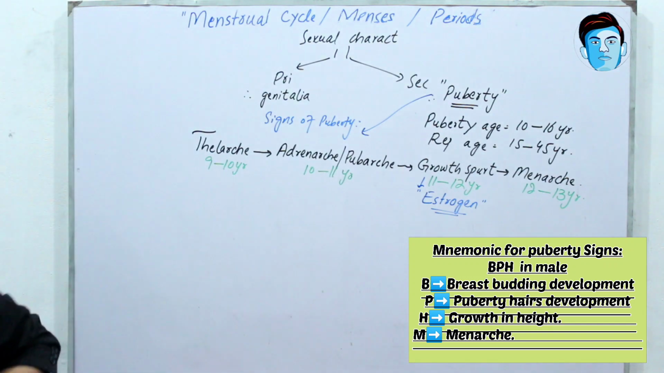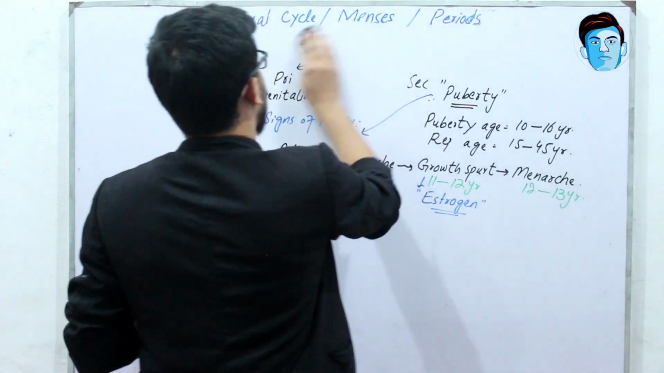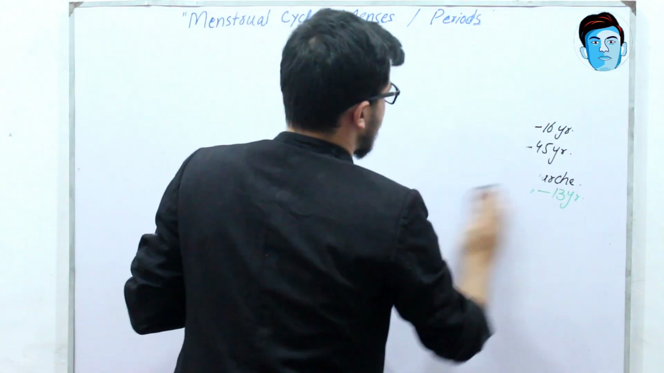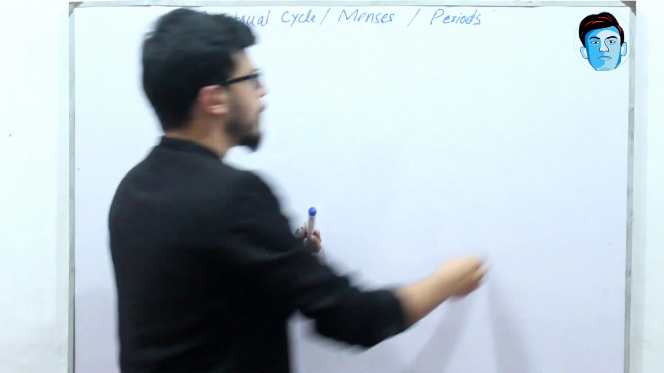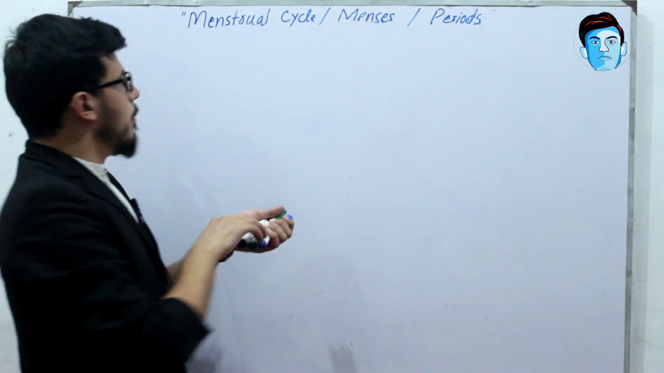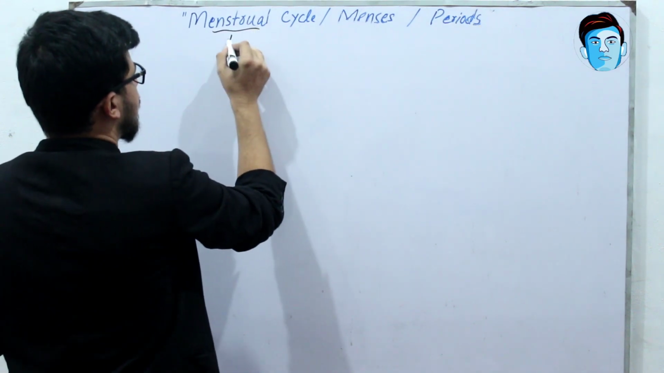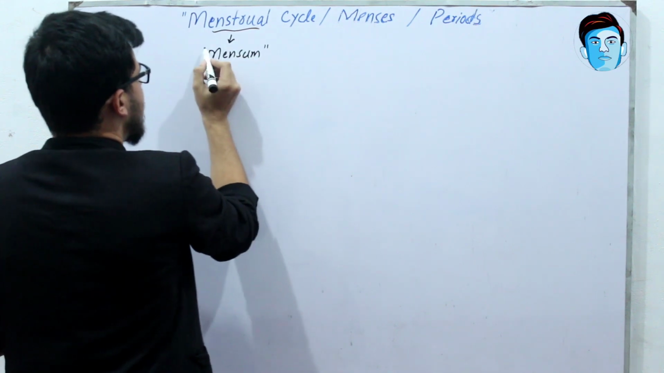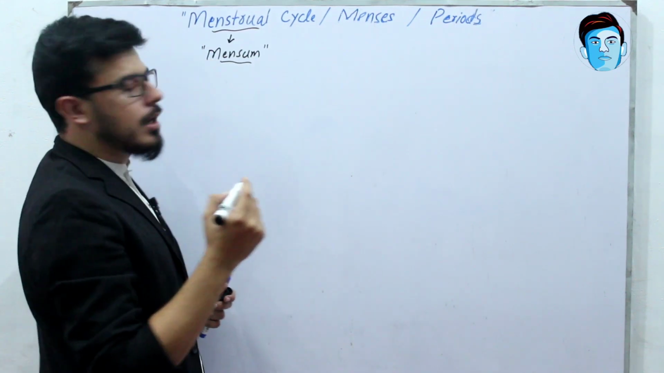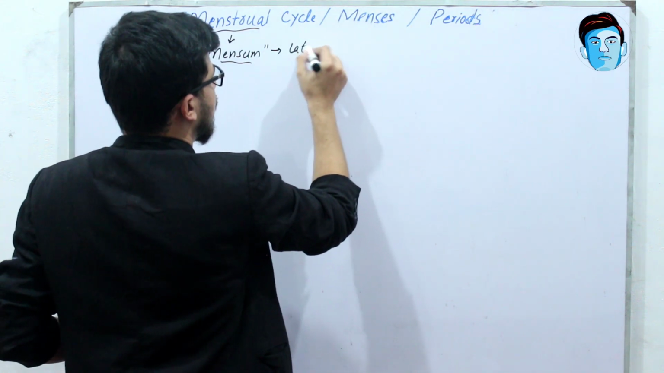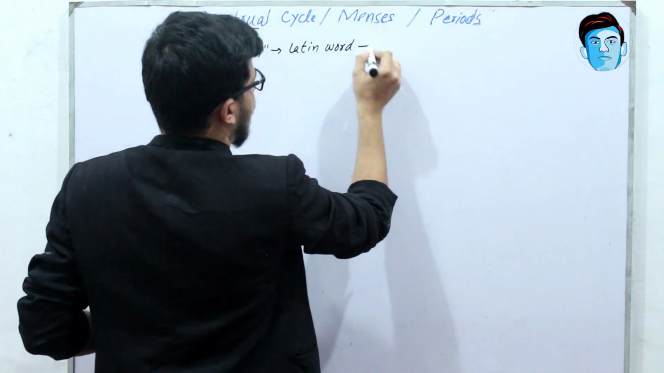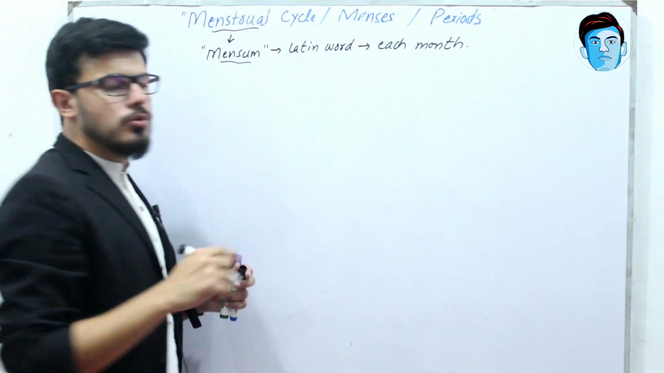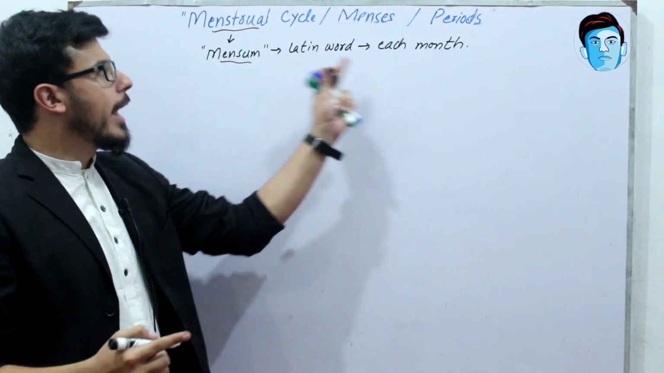Now let's move toward menstruation, and what it actually is. Menstruation is also called menses, or periods. The term menstruation is derived from mensum, which is a Latin word meaning each month. So in the menstrual cycle, uterine and ovarian changes occur each month.